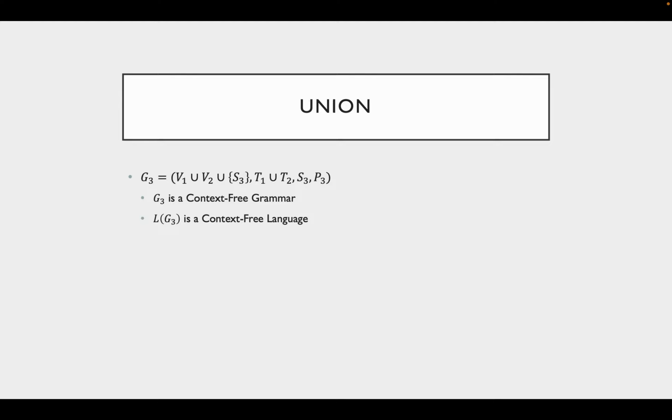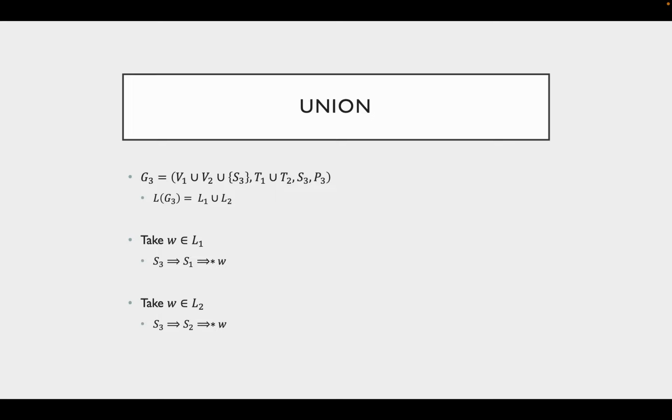G3 is a context-free grammar. It follows all of the requirements for a context-free grammar, and therefore the language of G3 is a context-free language. And in fact, the language produced by G3, or L of G3, is the union of L1 and L2. If we take a word W from language 1, S3 would go to S1 and it would eventually produce W. So that produces all words in language 1. Let's take a word in language 2. S3 would simply just go to S2, which would then eventually produce this word.